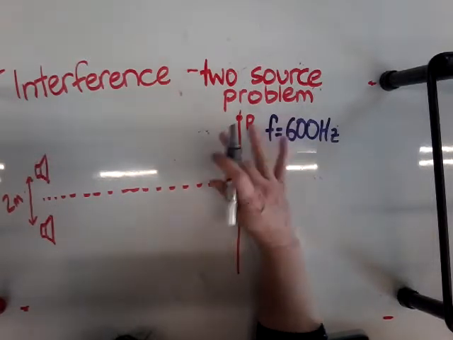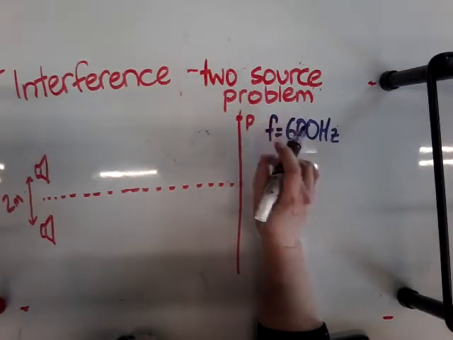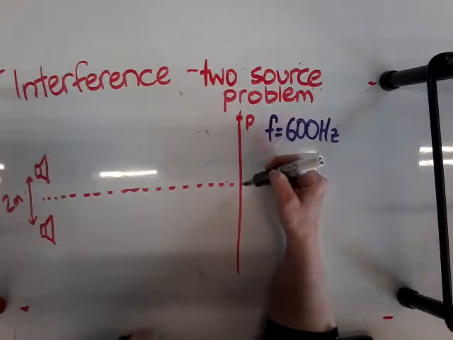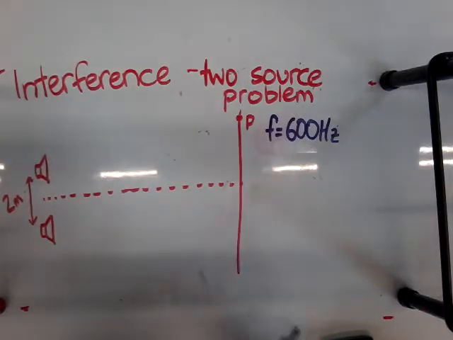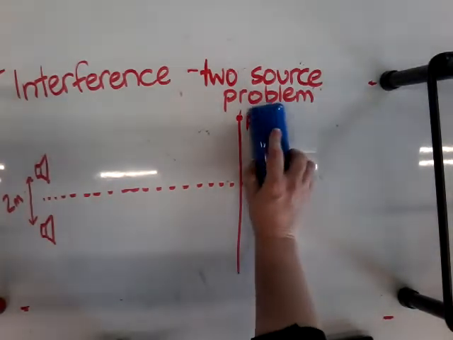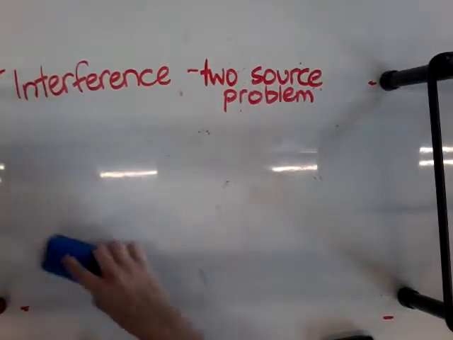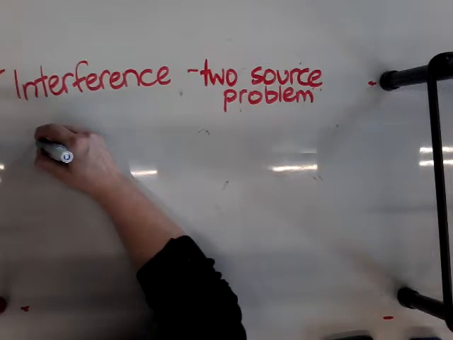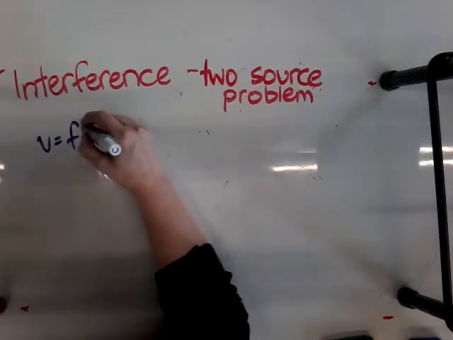So I'm not going to write all that stuff down because we're going to solve some problems with it. So first, we're going to find the wavelength. Second, we're going to find how far do you have to walk to reach point P. So let's start with finding our wavelength. We're going to use v equals f lambda.